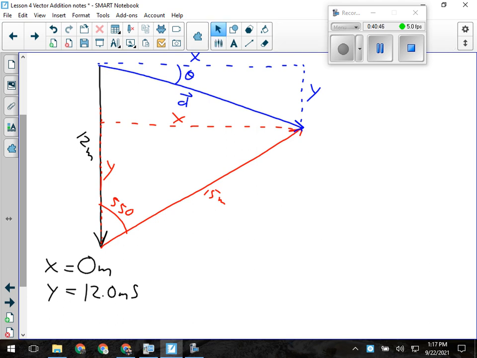Okay, then we've got to look for the x and y components of the red triangle. Okay, x is opposite to the 55 degree angle. So red x will be the sine of 55 degrees times 15.